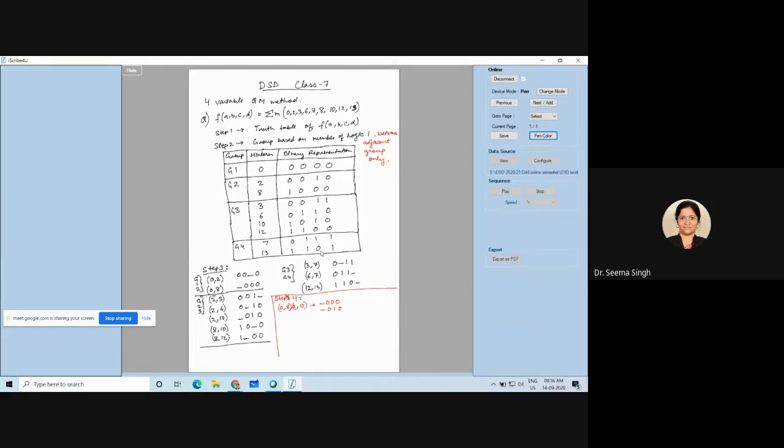And next, based upon the second place, which one is it? 2, 6, 8, 12, and 3, 7. So we will write it. 2, 6 is 0 dash 1 0. 8, 12 is 1 dash 0 0. Next one was 3 and 7. 3, 7 is 0 0 dash dash 1 1. So I have done this.